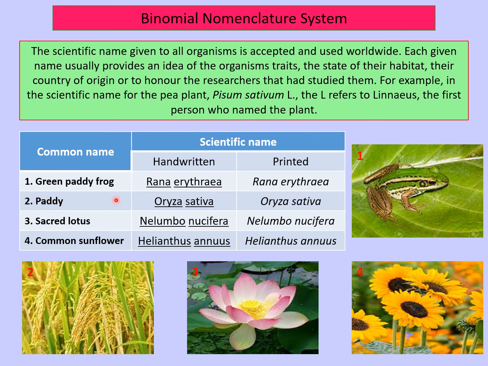Then we look at another example. Green paddy frog: we have to underline the genus and species separately. Rana erythraea. When we print it, we must use italics. Paddy is Oryza sativa. Sacred lotus is Nelumbo nucifera. Sunflower is Helianthus annuus. Underline it when handwritten, and this is when printed.